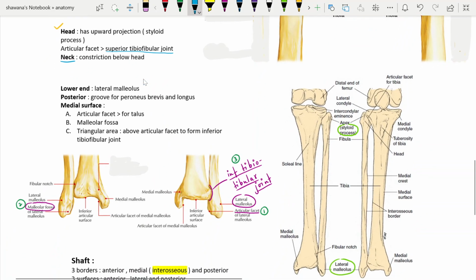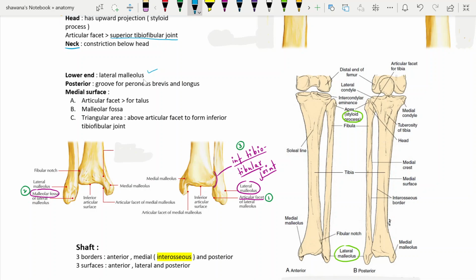The lower end of the fibula contains only the lateral malleolus, as you can see here in the diagram. Posteriorly, it contains a groove for the peroneus brevis and longus muscles. The tibia posteriorly contains grooves for the tibialis posterior and flexor digitorum tendons, but the fibula's posterior surface has a groove for the peroneus brevis and longus. The medial surface has three parts, so let's discuss them.